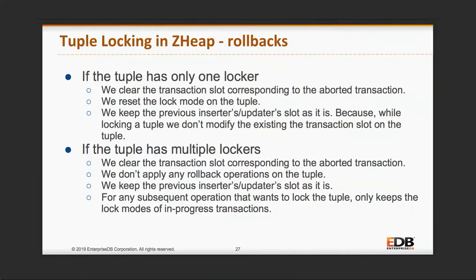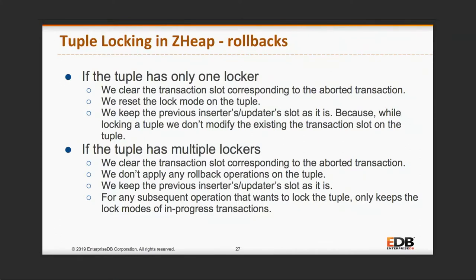So how does the rollback work? If the tuple has only a single locker, then we of course have to clear the transaction slot so that it can be reused further. We also reset the lock mode because this is the single locker. There are no concurrent lockers, so we can just reset the lock tuple mode. And finally, as I mentioned, we always keep the previous inserter updater's slot as it is, because for locking a tuple, we don't change the slot on the tuple.